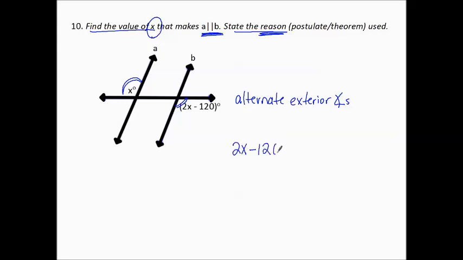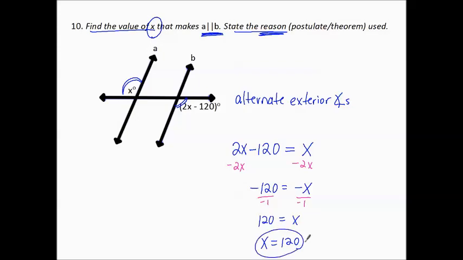So 2x minus 120 must equal x. And we can solve from there. I like to get my x's together first. So maybe minus 2x on both sides. And then negative 120 equals negative x. Divide by negative 1. And 120 equals x. But I prefer to write x equals 120. And you've done it.